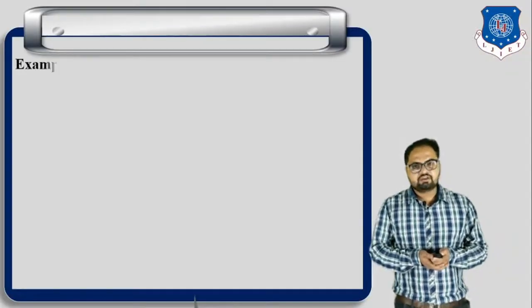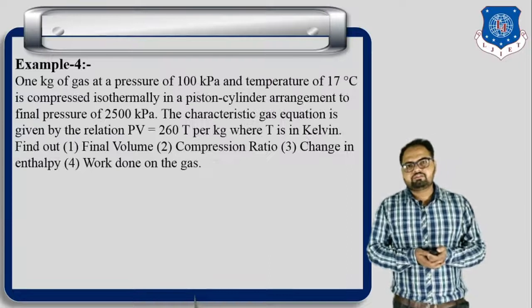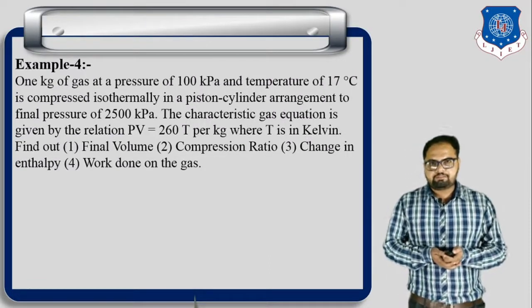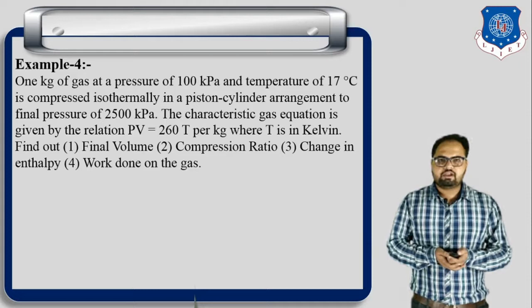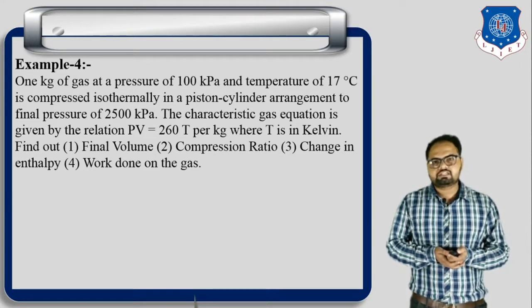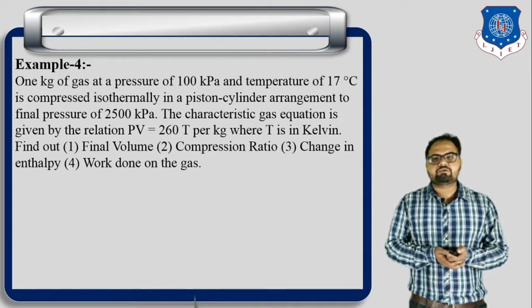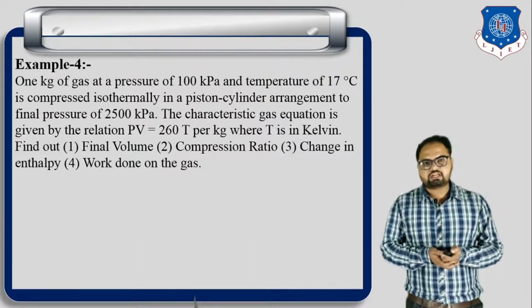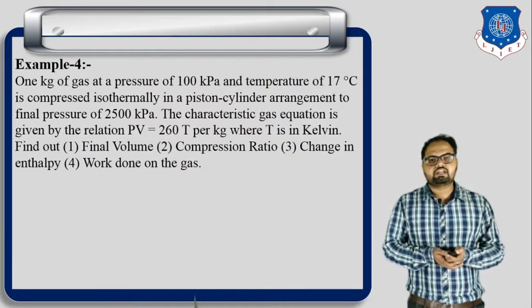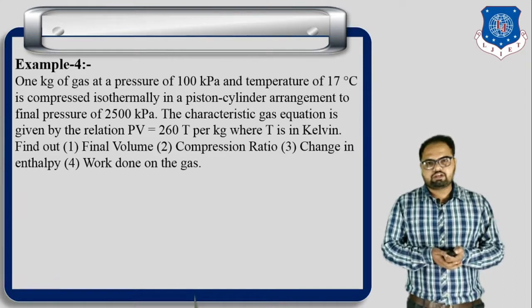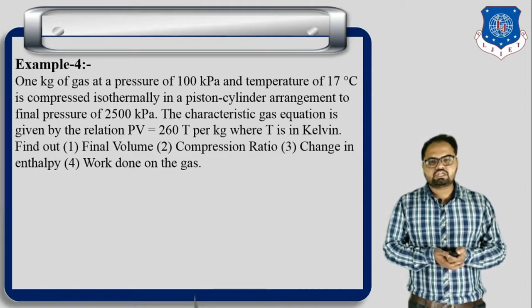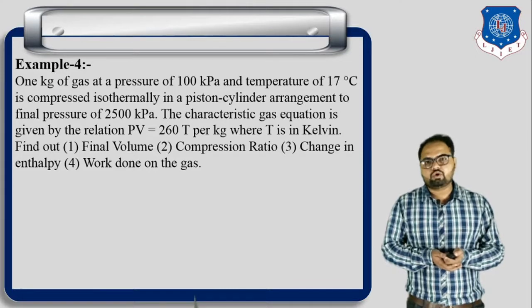So let's start. The first numerical is: 1 kilogram of gas at a pressure of 100 kilopascal and temperature of 17 degrees Celsius is compressed isothermally in a piston cylinder arrangement to a final pressure of 2500 kilopascal. The characteristic gas equation is given by the relation PV is equal to 260 T per kilogram, where T is in Kelvin. Find out final volume, compression ratio, change in enthalpy and work done on the gas.